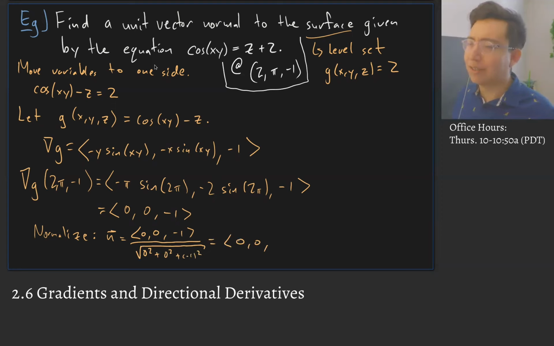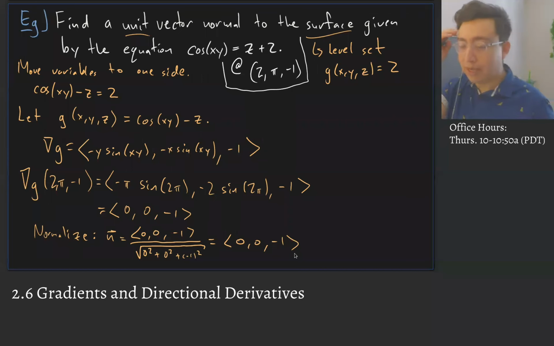Or yeah, sorry, this is already a unit vector in this case. But in general, it might not be. So that's why I want to include this step in case you're reading the notes later and you're like, I did all of this stuff and then I'm not getting the right answer. It's because you have to normalize it at the end. In this case, you just happen to get a unit vector off the bat.